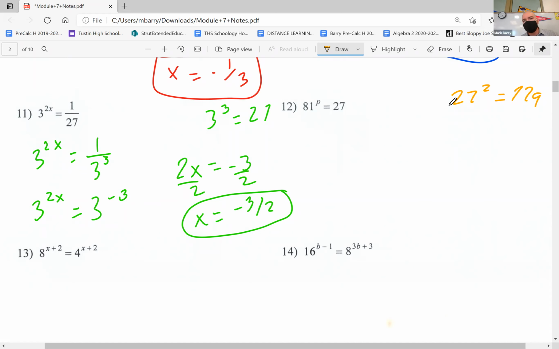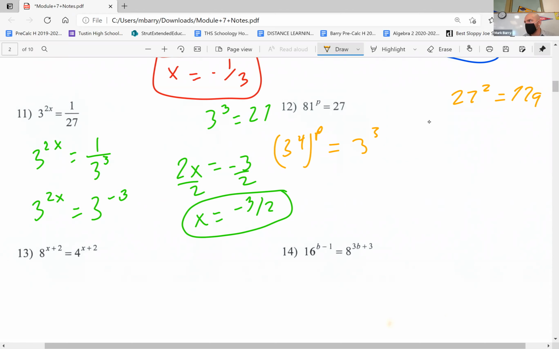Here's what I'm going to do instead. Can I change both of these to the same base? Is there some base that I can write both of these as? And that's going to be a yes, okay? The base is 3. So I'm actually going to write both of these as a base 3. So 27 is 3 to the third power. 81 is 3 to the fourth power.